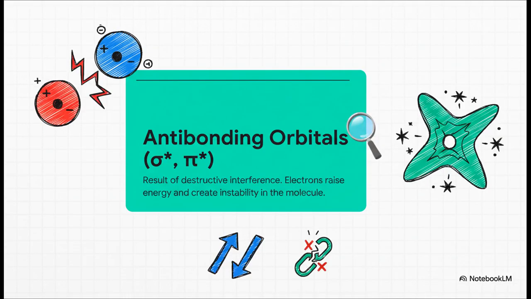But of course, there's a flip side, destructive interference. In this case, the orbitals combine in a way that actually pushes electron density away from the space between the atoms. This creates a really high-energy, unstable situation called an anti-bonding orbital, and we mark it with a little star. And just like before, you can have sigma star, or pi star anti-bonding orbitals. These guys are the opposite of glue. They actively work to push the atoms apart.